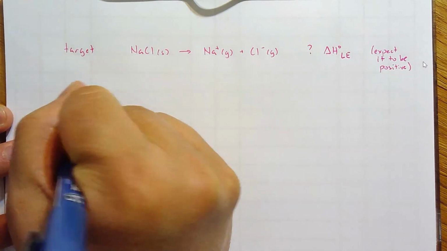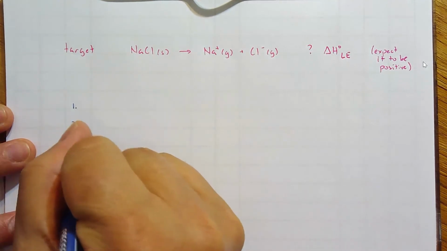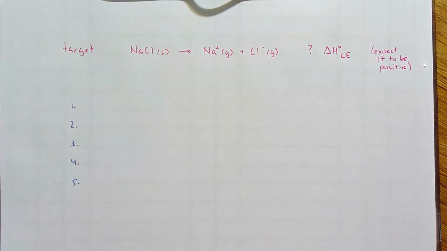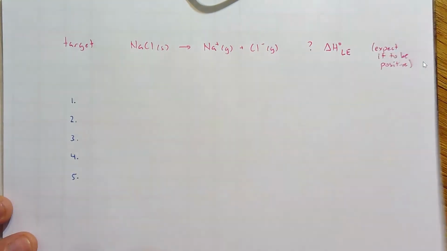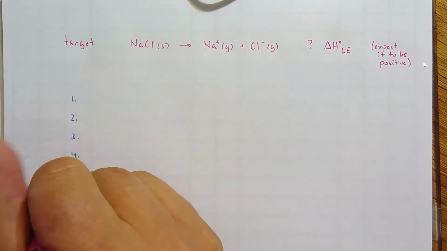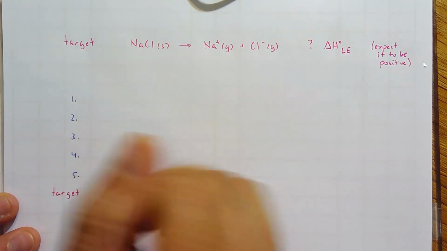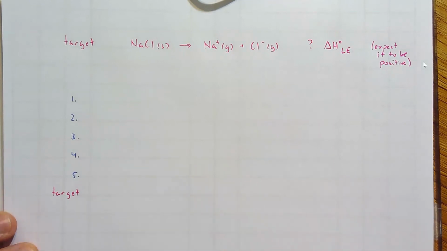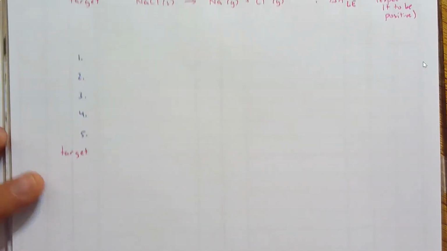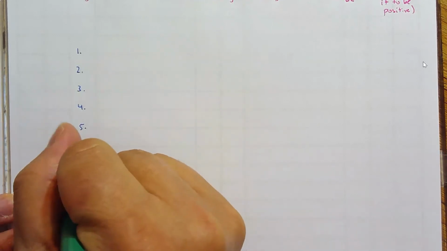I know there are 5 steps for sodium chloride. For a different ionic solid, it may be different. So this is not something that you should memorize, but I just want to space this out because I want to give you some notes below. So we have the target reaction. You'll see what I'm getting at in just a bit. And here I'm going to put notes for each step.